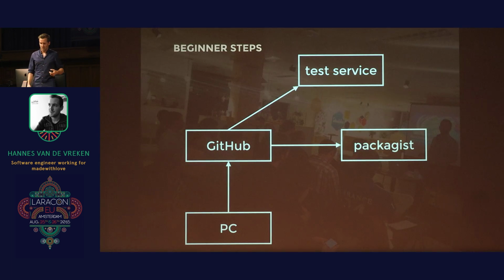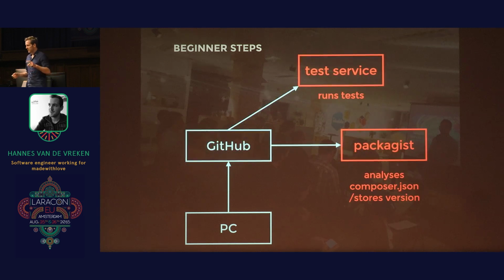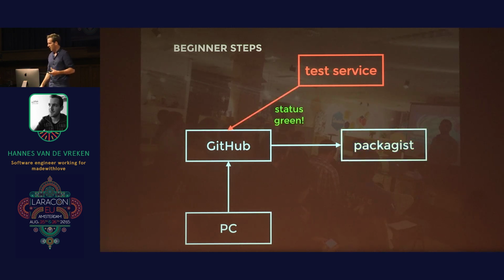What happens is, you're at the PC, you make a commit, you push it to GitHub. GitHub will send a webhook to the test service, whether that's Circle CI or Travis CI. It sends it to all the test services that you configured. Also, it sends a webhook to Packagist. The test service will run the tests, and Packagist will analyze your composer.json file, and it will also store the current version that you tagged, if it's a git push of a tag. The test service will then return green or return red and notify you inside GitHub.